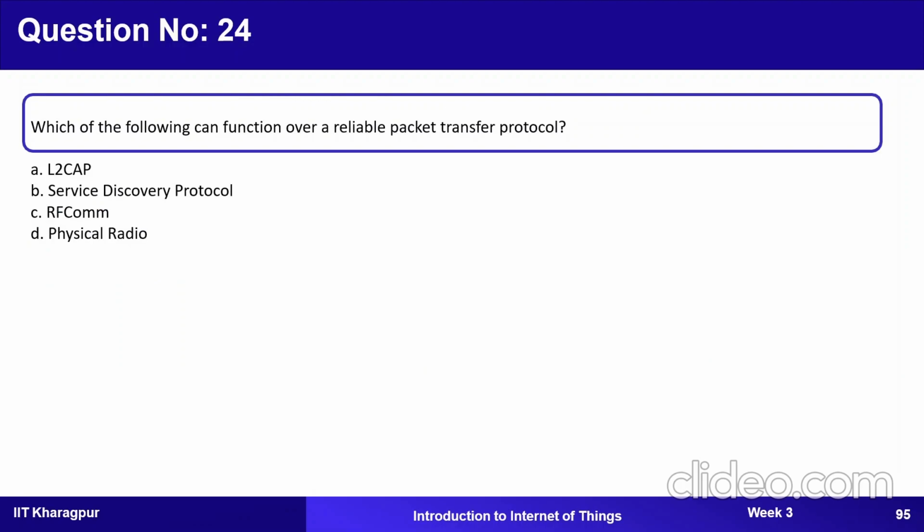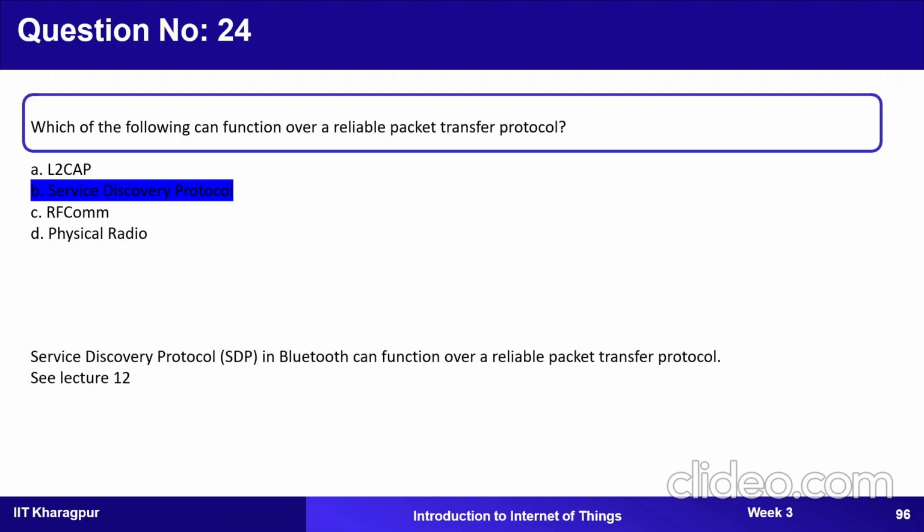Next question is, which of the following can function over a reliable packet transfer protocol? Options are L2CAP, Service Discovery Protocol, RFCOMM, Physical Radio. Service Discovery Protocol in Bluetooth can function over a reliable packet transfer protocol. So the correct option for this question is B.